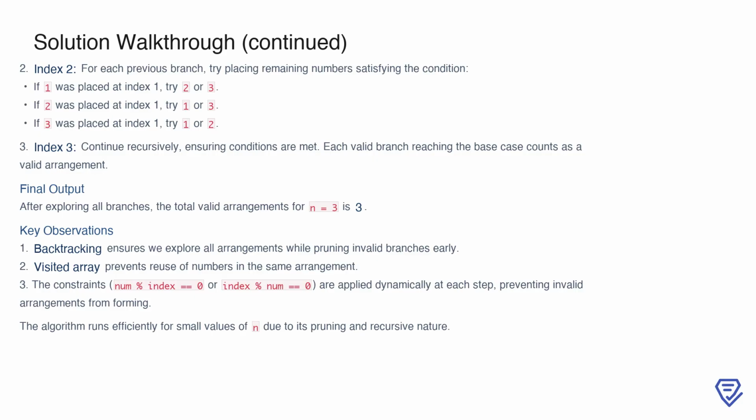By exploring all possible branches using backtracking, we find that there are 3 valid arrangements for n equals 3. This systematic approach works efficiently for small values of n because backtracking allows us to prune invalid branches early. The visited array helps ensure numbers are only used once in each arrangement, and the constraints are dynamically applied at every step to prevent invalid placements.